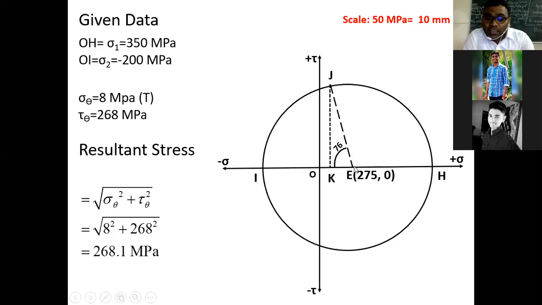As usual, we measured 38 and doubled it, 76. From the center, where it intersects the circle, we mark it as J, and put the perpendicular here, that is K. You measure this KE, and it will give you sigma theta, and this length will give you tau theta. These are the two values the question asked. Now for the resultant, how do we calculate it?